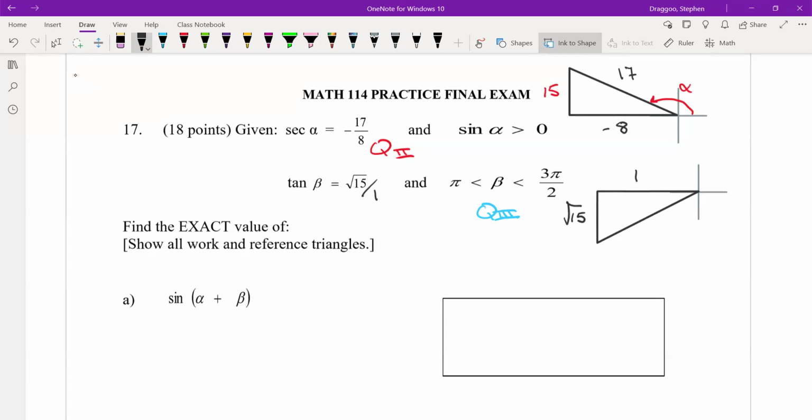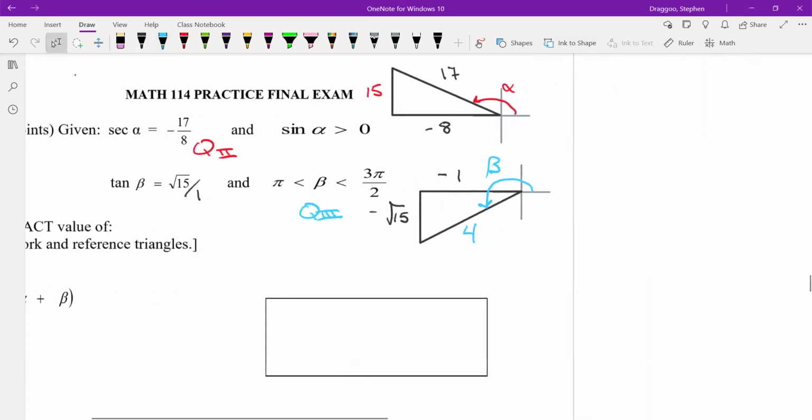And then because we're in the third quadrant, both x and y should be negative. So I'll attach negatives to both legs. I know that beta is going to be this angle right here, measured from standard position over. I'm just missing my hypotenuse. 1 squared plus root 15 squared, that's 1 plus 15 is 16, and the square root of 16 is 4. This was just right over here.